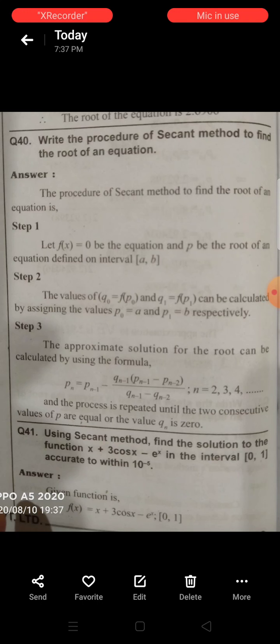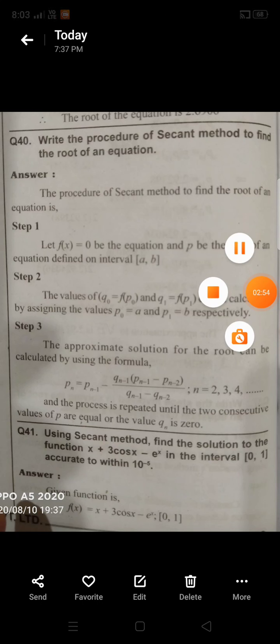Next, we will solve some problems. Problem: using the secant method, find the solution to the function x plus 3 cos x minus e power x in the interval 0, 1 accurate to within 10 power minus 5. Solution: the given function is f of x equals x plus 3 cos x minus e power x, closed interval 0, 1.